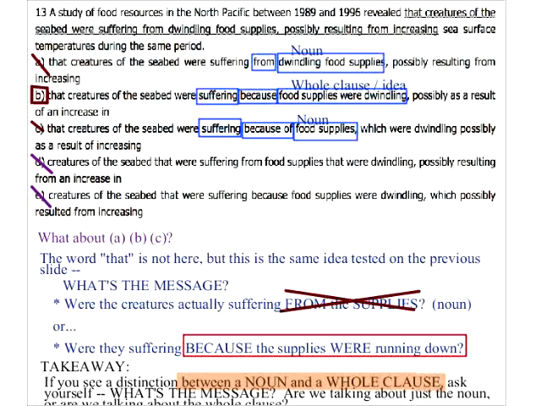So ask yourself, what's the message? Are we talking about the noun, or are we talking about the whole clause?